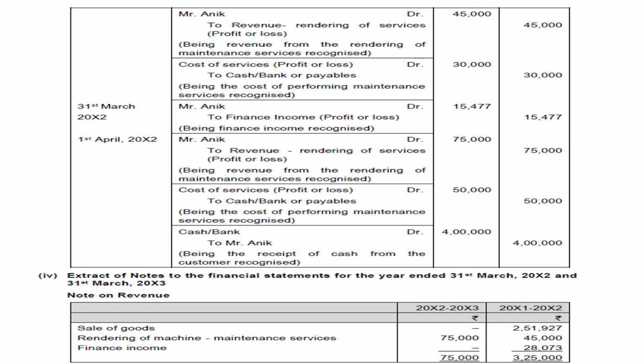Then lastly, the balance sheet disclosure. So extract the notes to the financial statements for the years 2021-22 and 2022-23. So your sale of goods, the rendering of services and finance income. In 2021-22, the total value will come to 3,25,000 and 2022-23 will be 75,000.